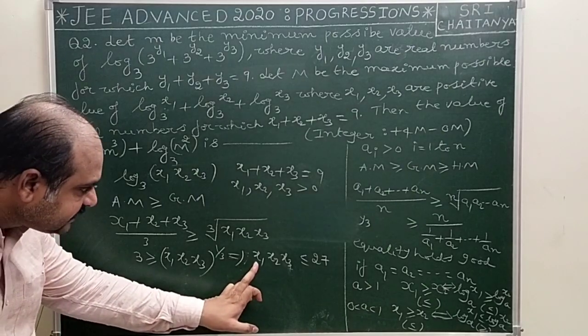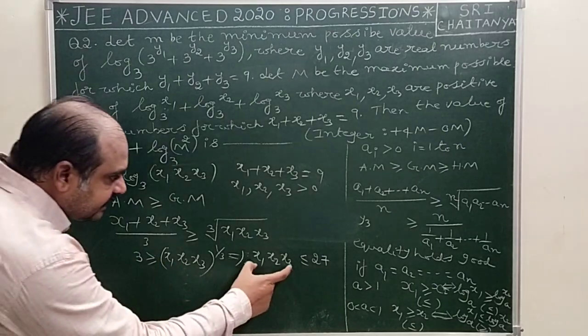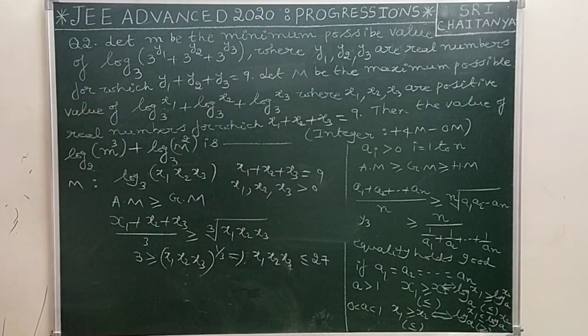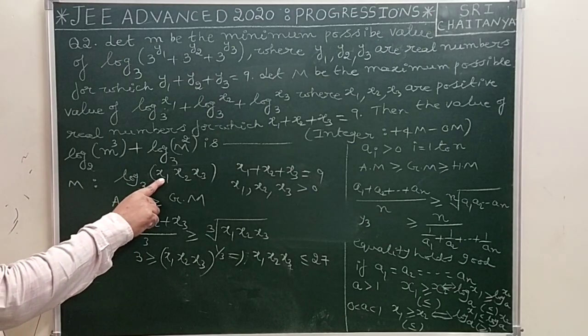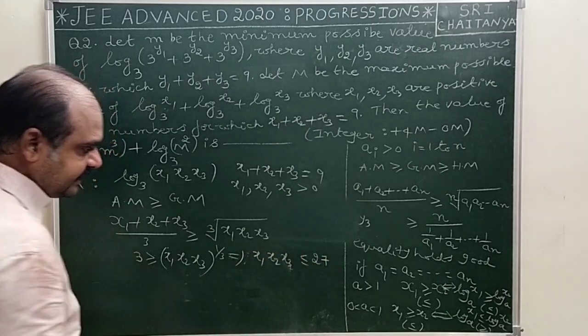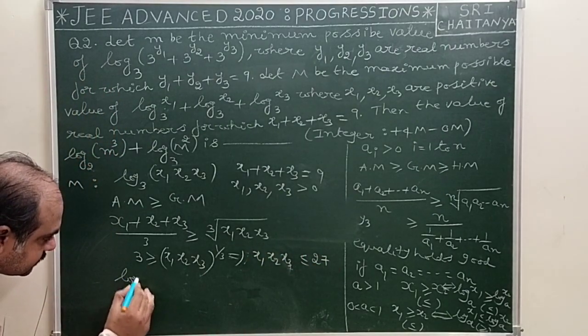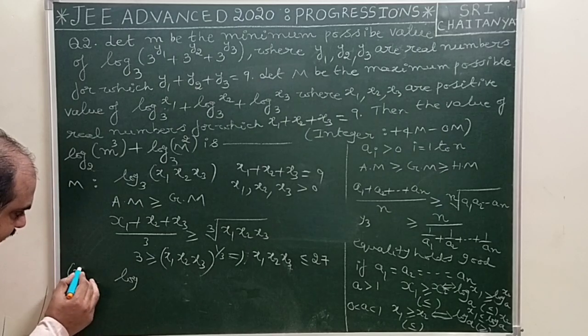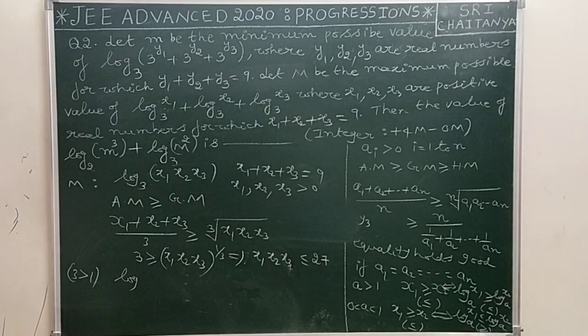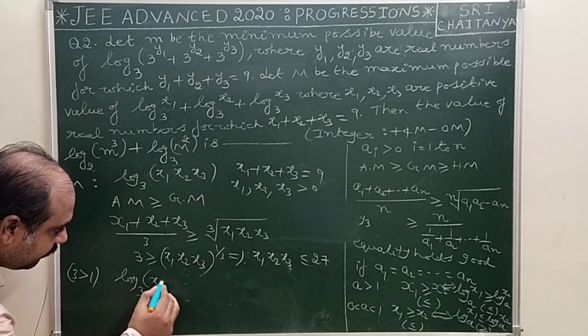Now that means the maximum value of x1 into x2 into x3 is 27. But he is not asking the maximum value of this. He is asking the maximum value of log of x1 x2 x3. Now this inequality is there. Apply logarithm to the base 3 on both sides. Whatever we are applying the logarithm to, check the base. 3 is greater than 1.